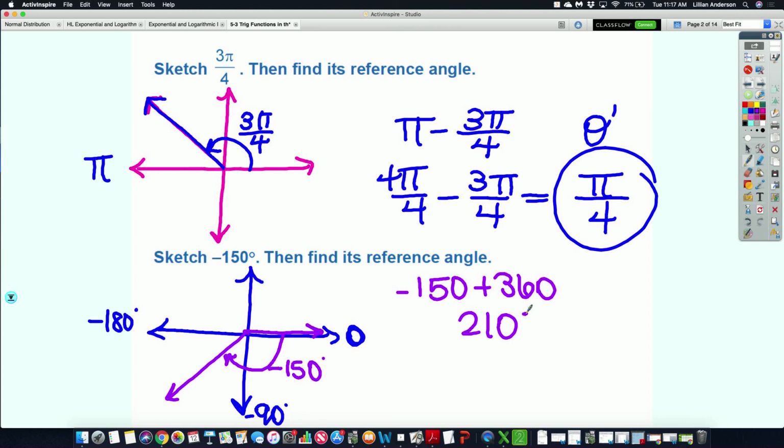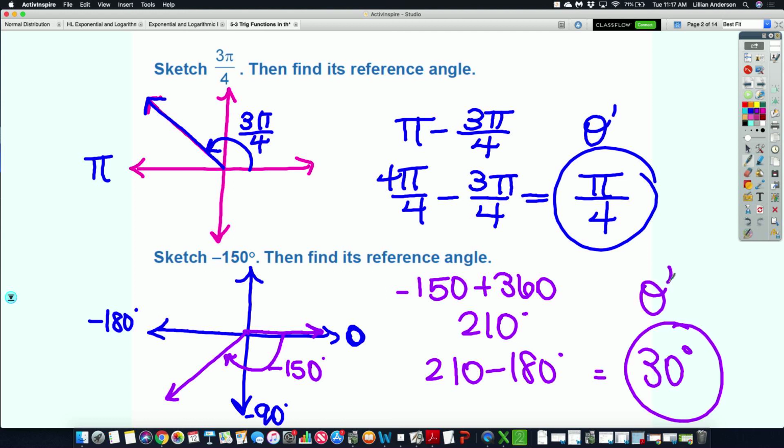In the third quadrant, what do you do? Look at your chart. You subtract 180, because it's degrees. So what's 210 minus 180? 30. So 30 degrees is your reference angle for negative 150 degrees.